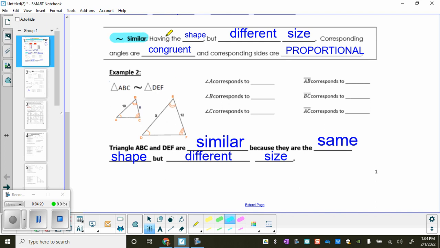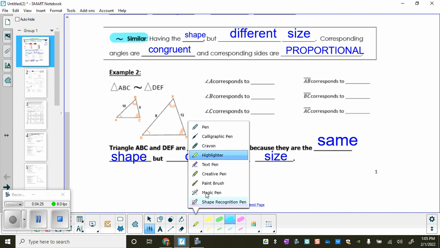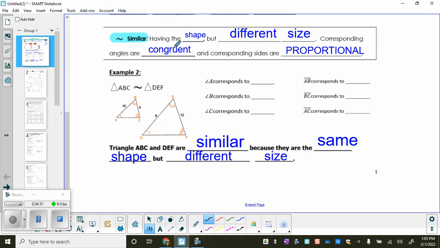Similar is when they have, of course, that same shape, but now we're talking about different sizes. They have a different size. The angles are still going to be the same. The angles are going to be congruent. I'm going to explain what that means in a second. And the corresponding sides are proportional.